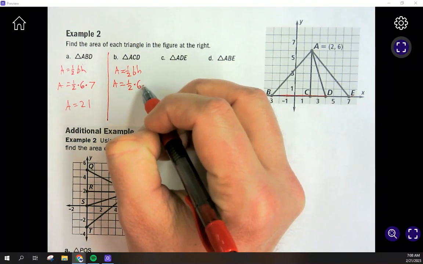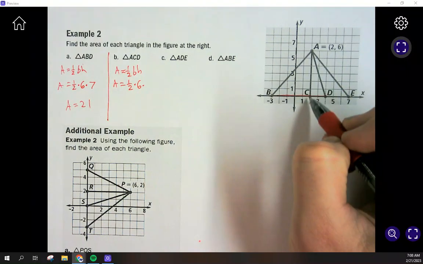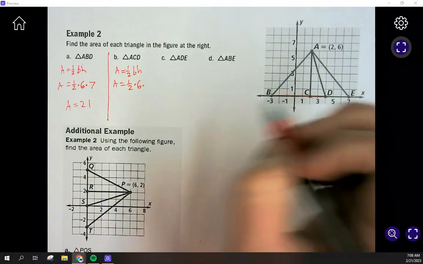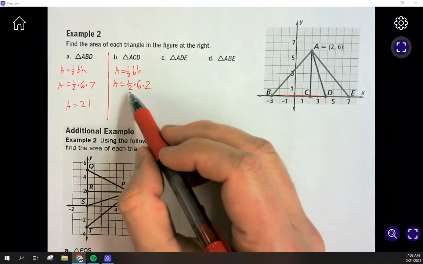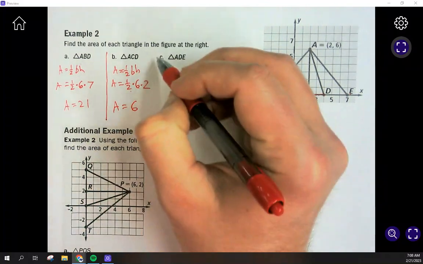I'm going to leave the 6 there in front from A to C. We're using this little skinny triangle here. The height is still 6. And now the base between C and D is 2. Half of 6 is 3. 3 times 2 is 6.